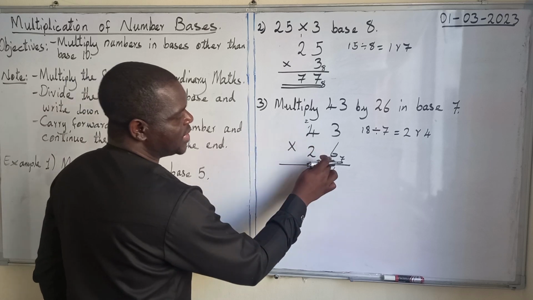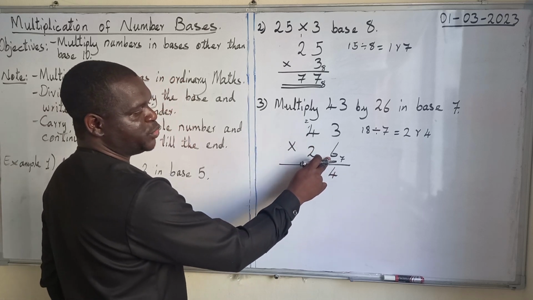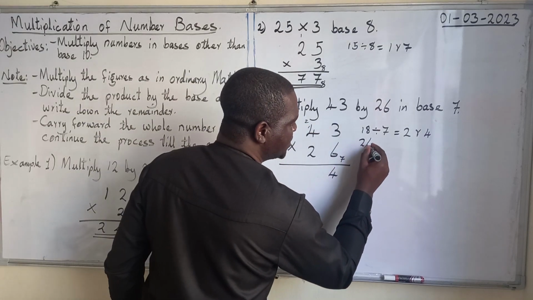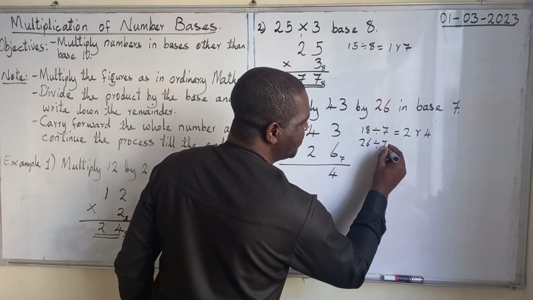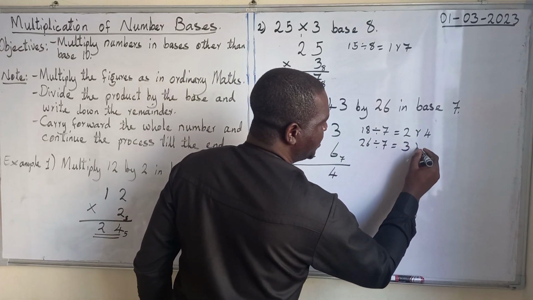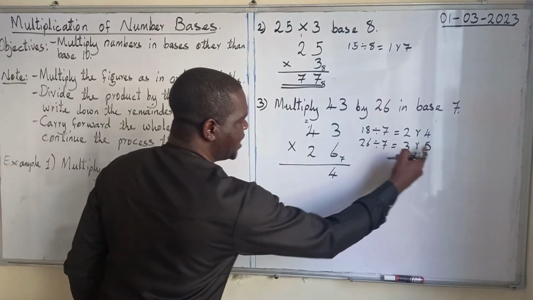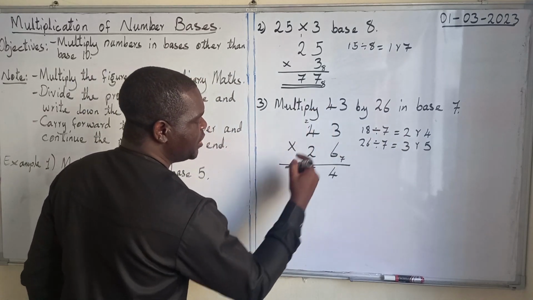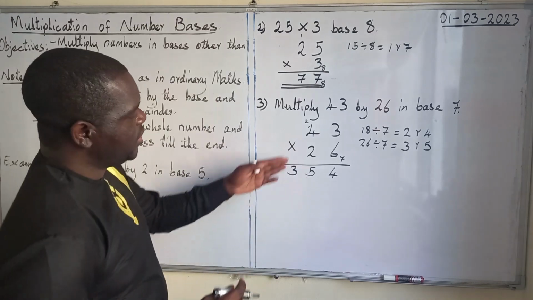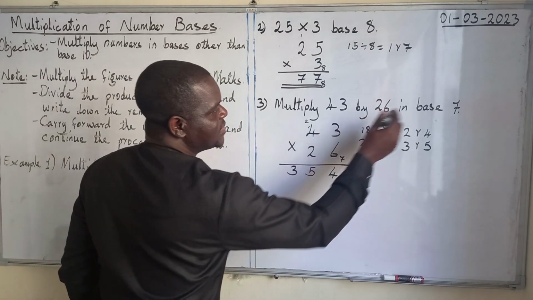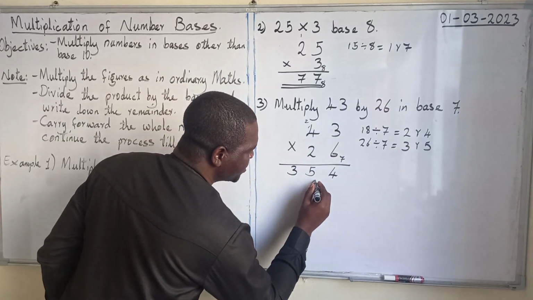4 times 6 is going to give 24. And 24 plus 2 is 26. 26 divided by 7 is going to go 3 times, remainder 5. So you are going to write down the remainder here, and this whole number comes. Since there is nothing else, you write down 3. You go to the next. 3 times 2 is 6. And 6 is less than the base, so you just write your 6 down.